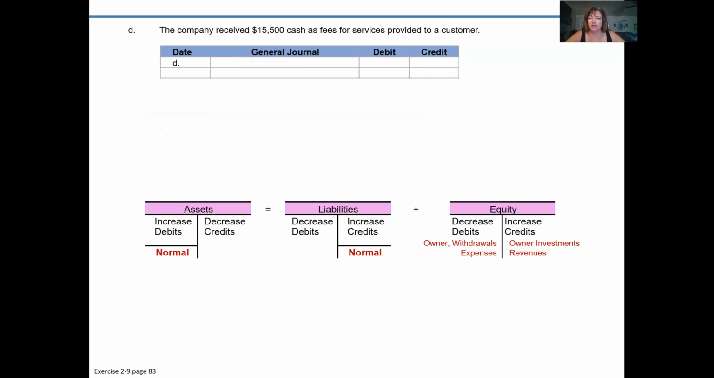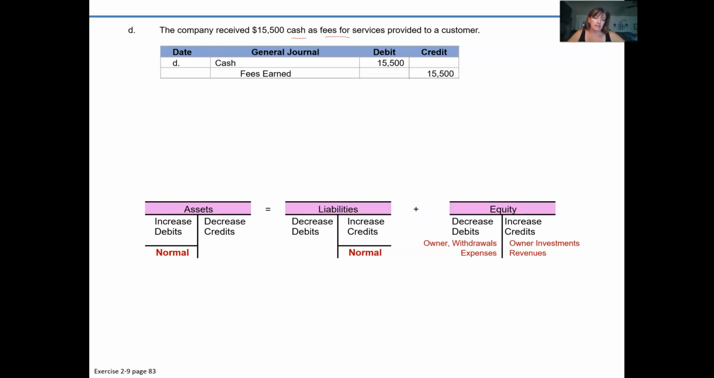Transaction D. The company received $15,500 cash as fees for services provided to a customer. Received cash, fees. Those are the two accounts. Fees for service is the revenue account, and then we know cash is an asset. We received the cash, so that's the debit of $15,500. And then the fees earned is our credit, which is our revenue account.